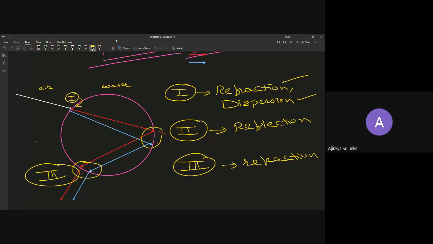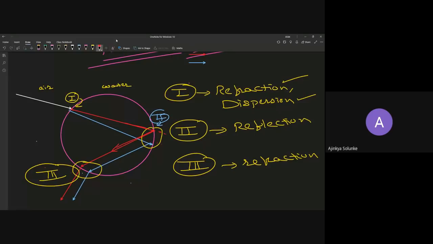Now, question for you. This reflection we are talking about at the second stage, this one, is it inside or outside the water droplet? Like, after reflection, the light is inside or outside? What do you think? The light is incident, right? And it is reflected inside or outside? Just by looking at the figure, what do you think? It is reflecting inside or outside?